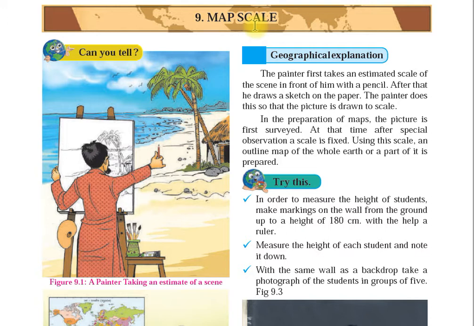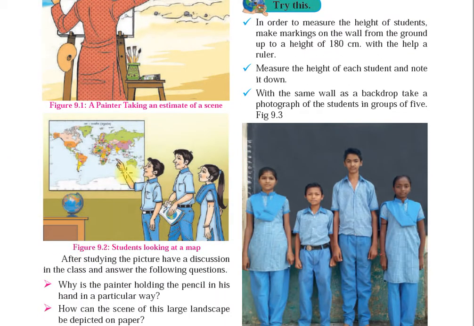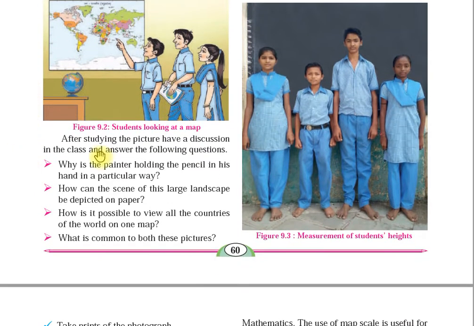Now see students, on the page you have got a painter drawing a picture, and in the picture below you have got students who are looking at the map. Below that you are given questions. Why is the painter holding the pencil in his hand in a particular way? Why is the painter holding a pencil?